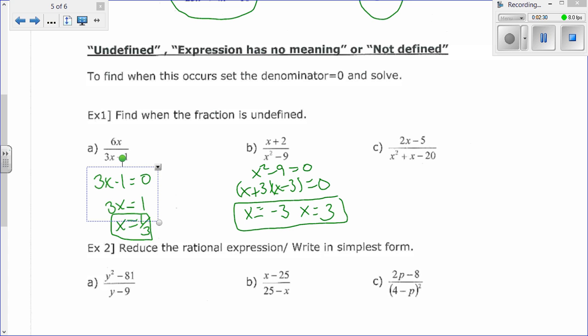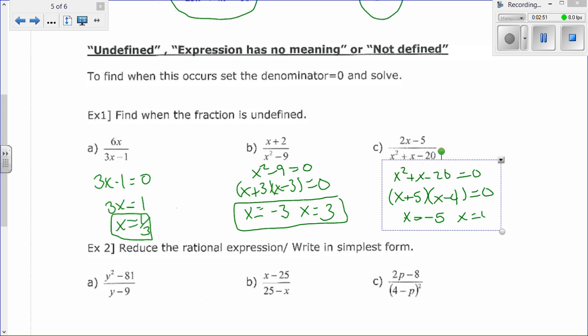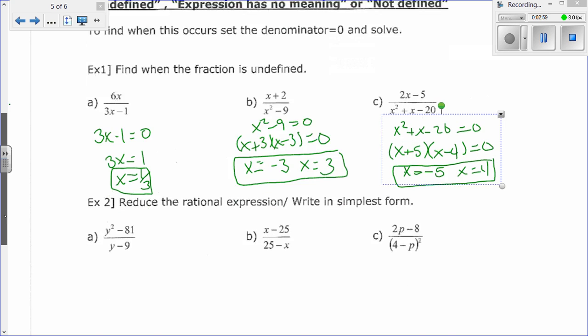For the last one, I have x squared plus x minus 20. So x squared plus x minus 20 equals 0. Factor that. So it's x plus 5, x minus 4. And that means x equals negative 5, and x equals positive 4. So those are the two values that make that fraction undefined. And that's really all you're doing with those.